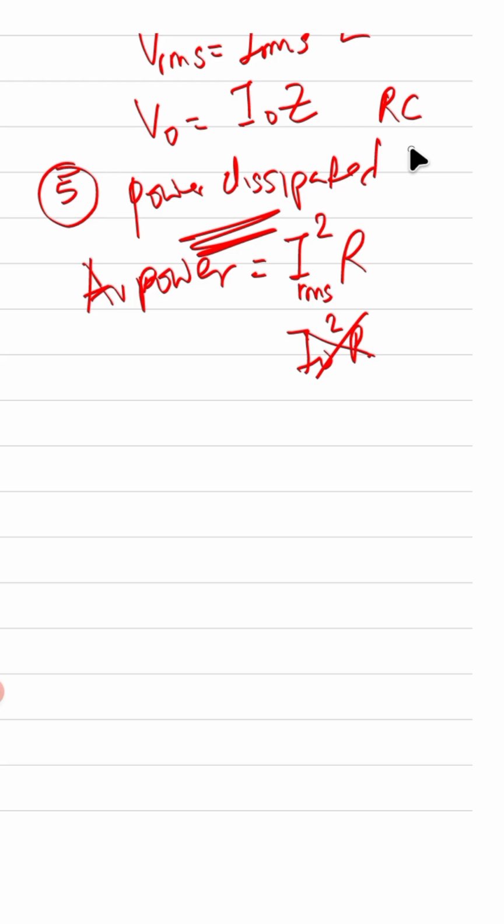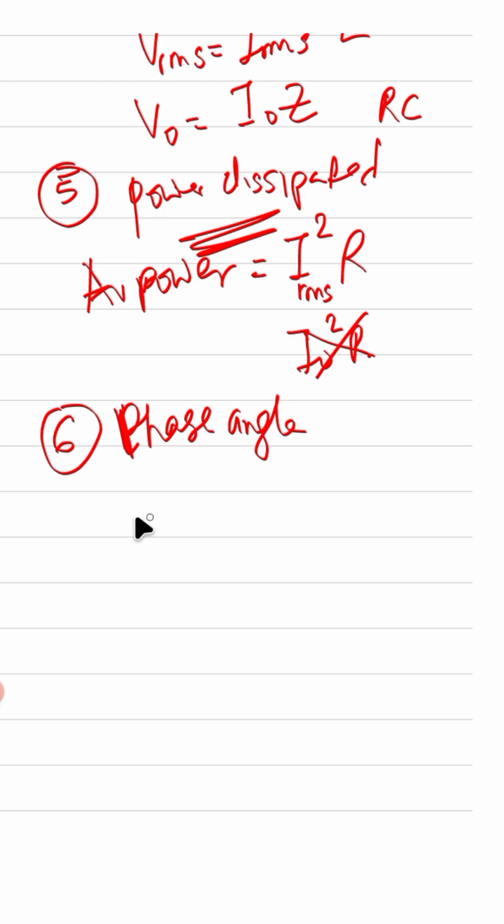Inductors don't waste power because they don't have resistance. You understand? It's only a resistor that dissipates power. Next one, 0.6. The next one is something they call the phase angle. Phase angle is very simple. Just write phase angle. The symbol is phi. So you will say tan phi.